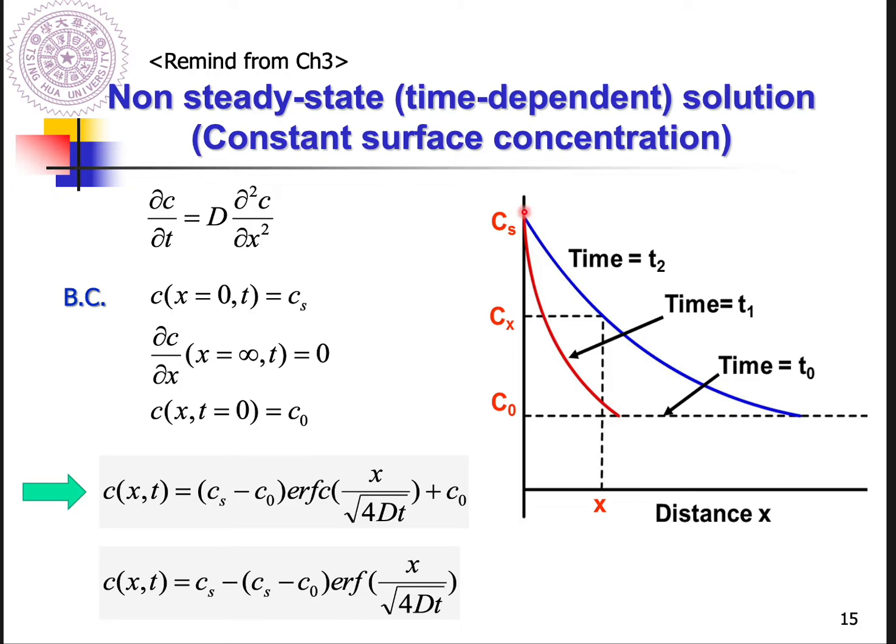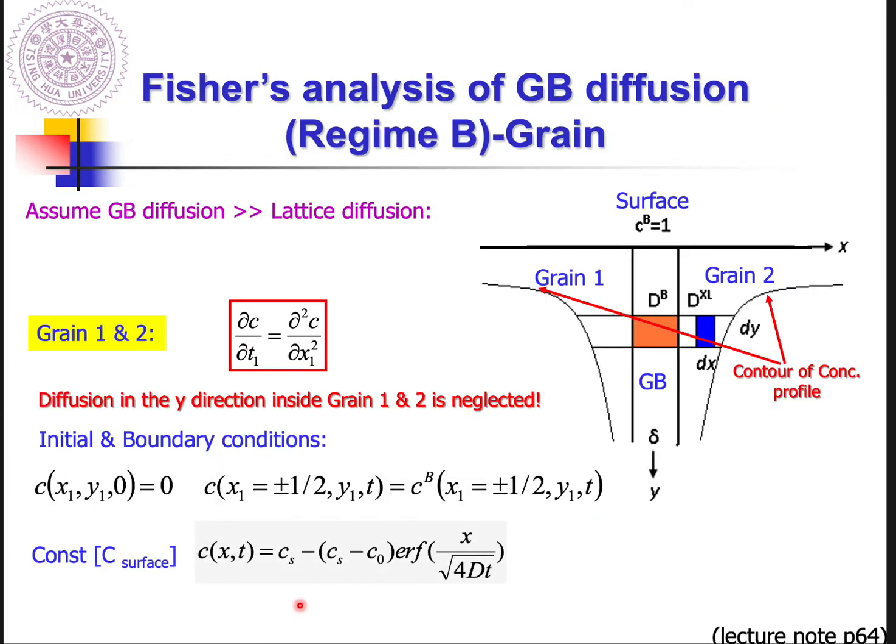Cs serving as a fixed surface concentration diffusion case, we can get the concentration profile as a function of location and time, expressed like this. And C0 means the concentration of diffusing atoms inside the grain before diffusion. Based on this, we copy the corresponding solutions here. Before diffusion, at t equals 0, we don't have any concentration of diffusing atoms, so we can drop this term out. And we can copy the corresponding result here.